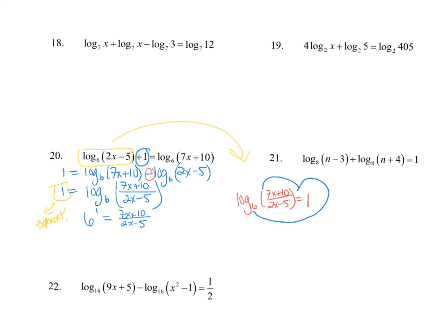So now I can actually put the left-hand side over 1, and now I'm just going to cross multiply. So I end up getting 6 times 2x minus 5 equals 1 times 7x plus 10. 12x minus 30 equals 7x plus 10. Solve for x, so 5x equals 40, x equals 8, and that does not make the argument negative, so that is my solution for that one.